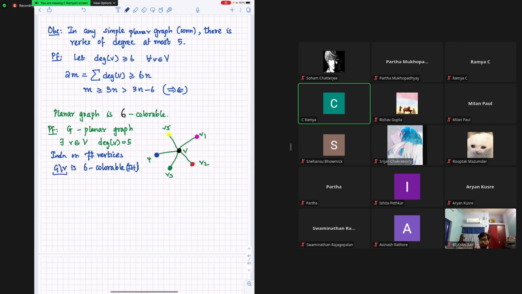Once I color, I will get colors for all vertices except V. Now I have to only color the vertex V. In the worst case, all the neighbors of V might get distinct colors. So give V a color that is different from all of them. So you will need one extra color. So in all, you can color the graph in 6 colors. This is because if you remove a vertex from a planar graph, it still remains planar, and you know that there is a vertex that has degree at most 5.